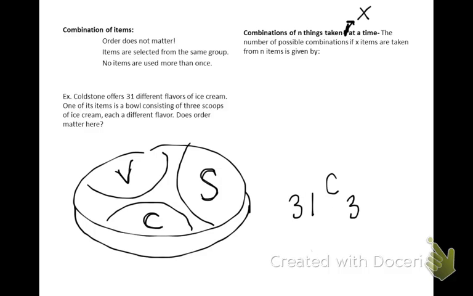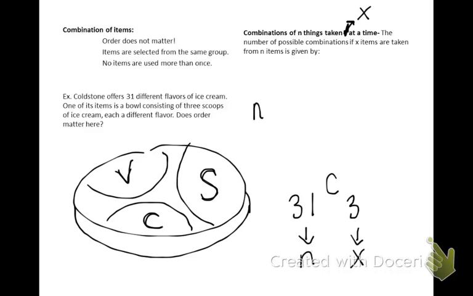For a combination, 31 would be your n. It's your total number of items to be chosen from. And 3 would be your x value. It's the number of items that you're picking out. So a combination of n things taken x at a time is the number of possible combinations if x items are taken from n items total.